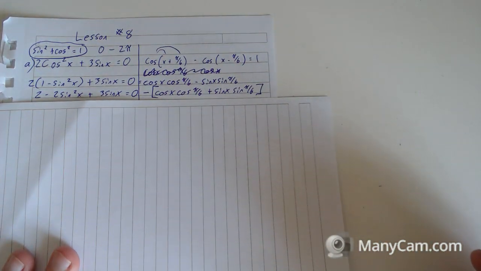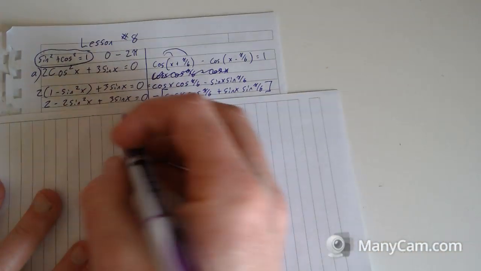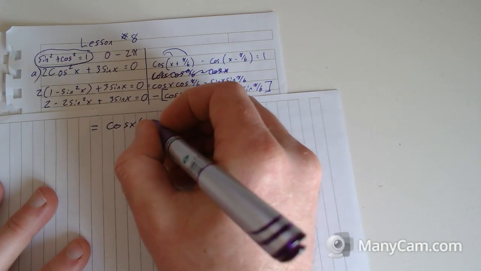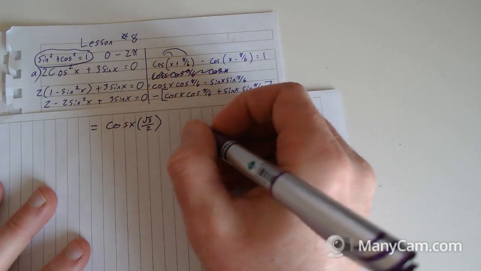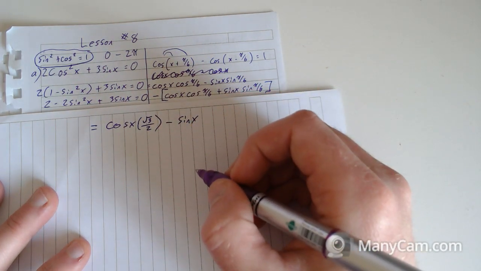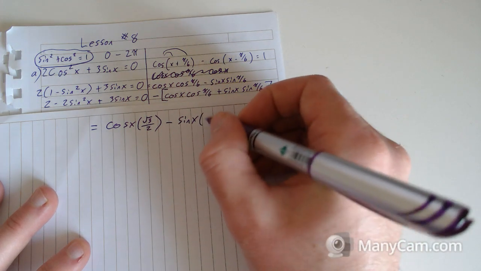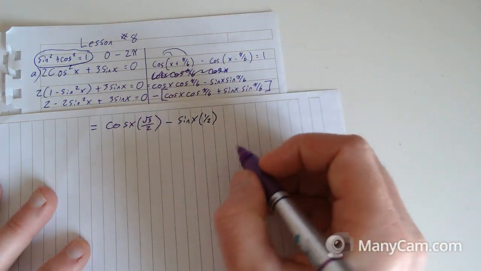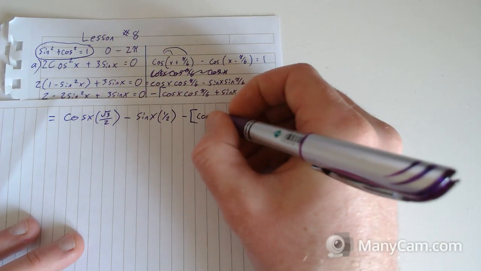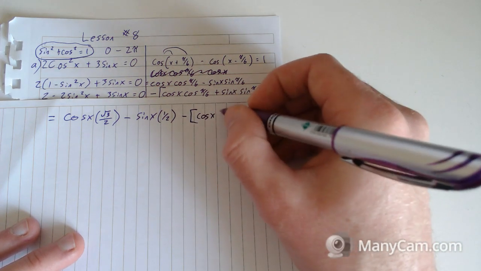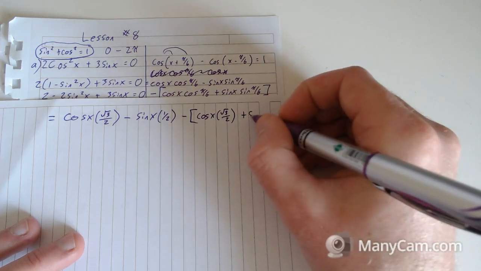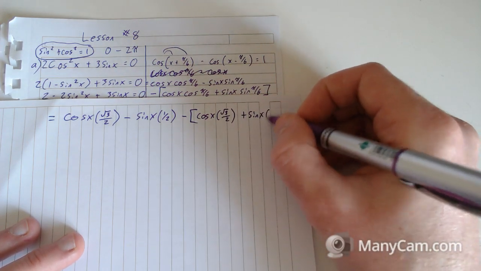Okay, cos of pi over 6 is root 3 over 2. So it starts out equals cos of x times root 3 over 2. And then we're going to subtract sine of x, and this is going to be 1/2. And then from there, we're going to subtract the entire next part, which is cos of x times root 3 over 2 plus sine of x times 1/2 once again.